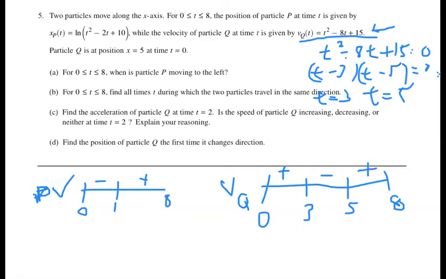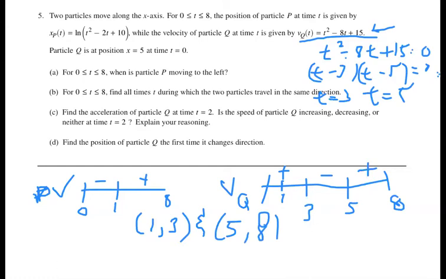So we want to know, when is this object moving in the same direction? So if you look here, the object P over here starts moving to the right at 1, and this one is already moving to the right at 1, and it moves to the right to 3. So they're going to be moving in the same direction to the right from 1 to 3. And then 3 to 5, this one's moving left, but this one's still positive. And then both of them are moving right from 5 to 8. So find all the times which two particles move in the same direction.